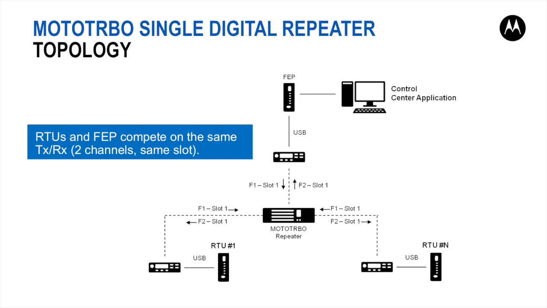This is the single repeater topology, and as you can see, all the units have a radio, and all of them communicate over two channels through a repeater to other units. Here, the RTU bursts the information towards the FEP on the repeater RX channel, and the repeater transmits the data on its TX channel, which is the FEP RX channel. The FEP is polled by the control center application later. Here, the FEP can also poll the RTU exactly the same method as the RTU, just the other way around.